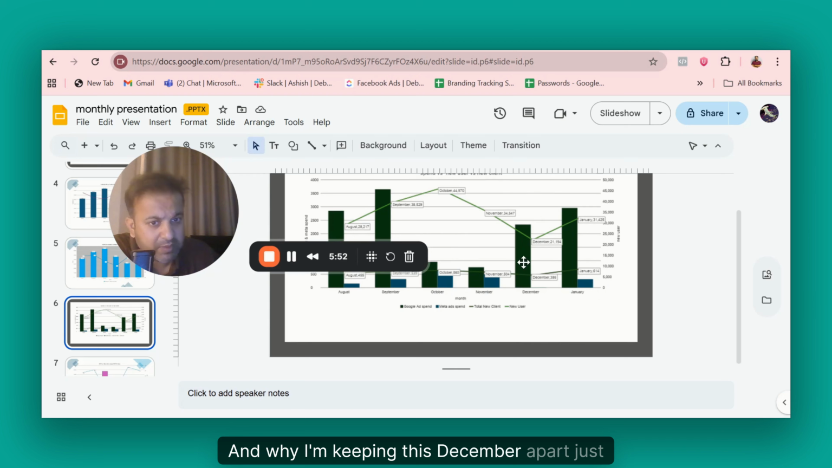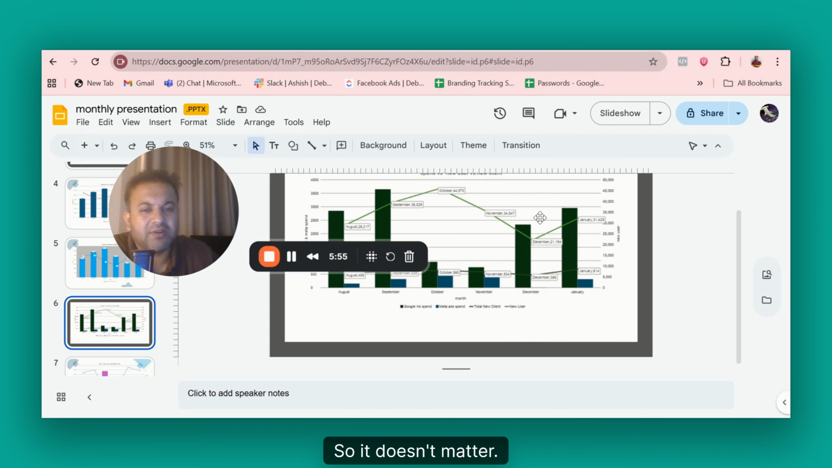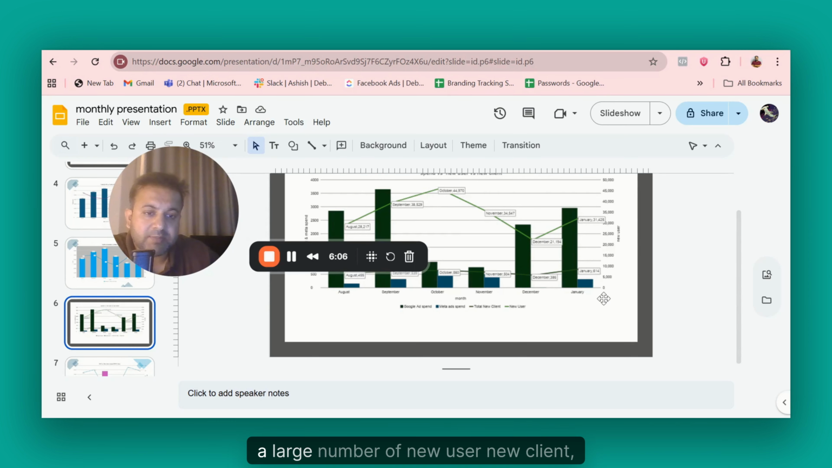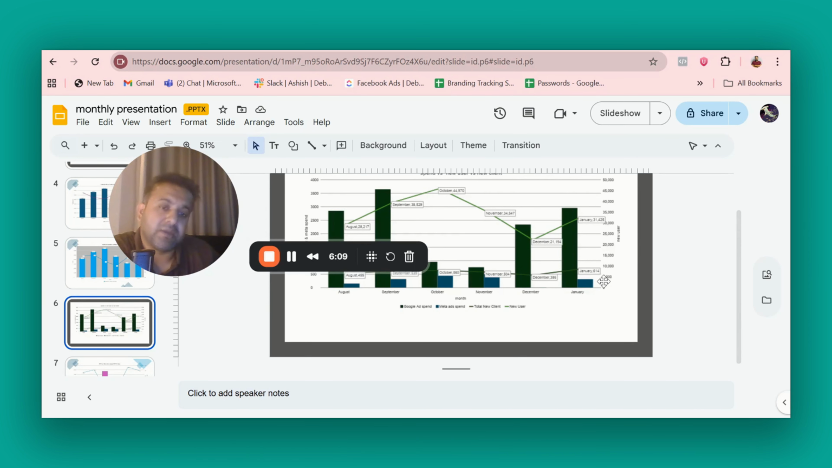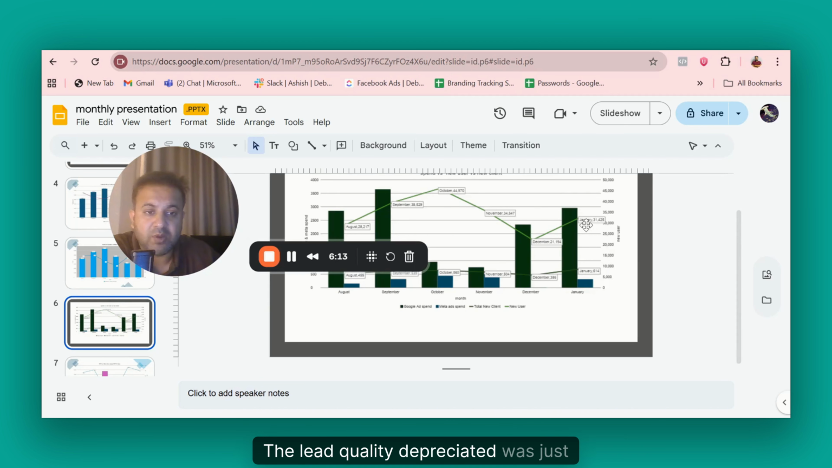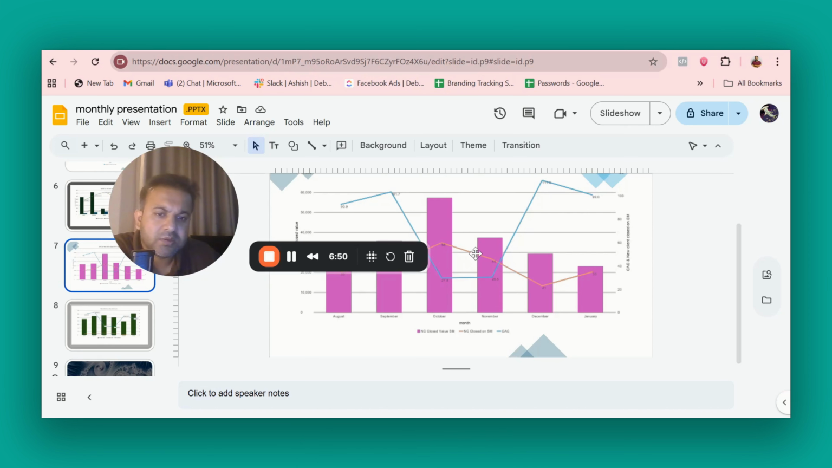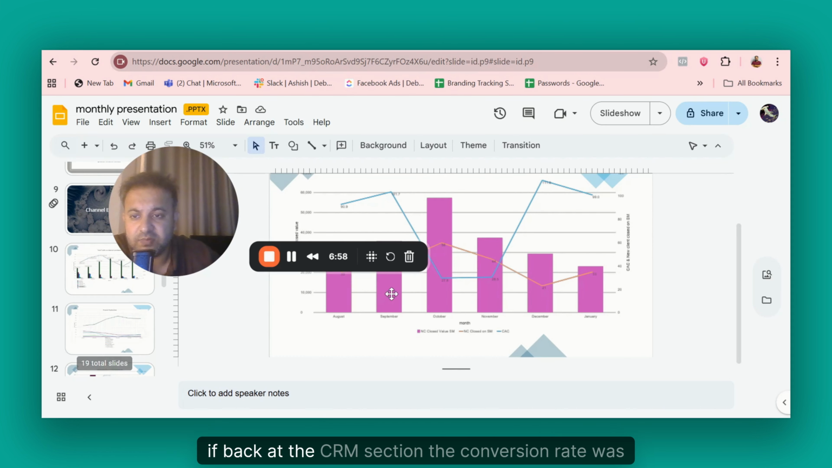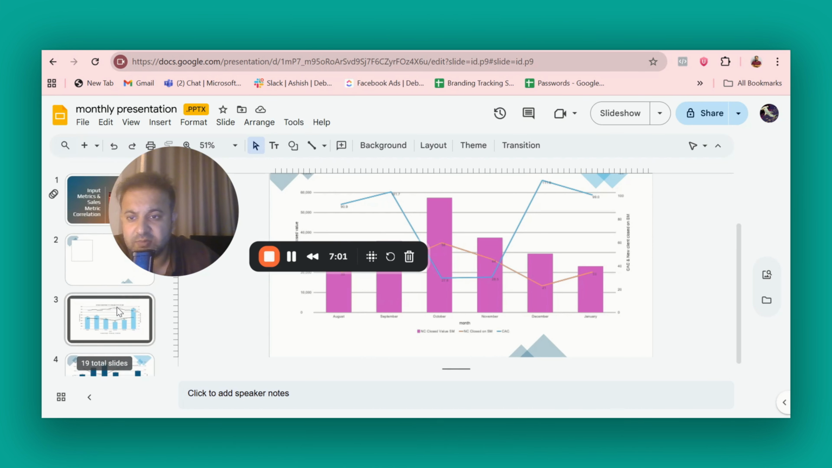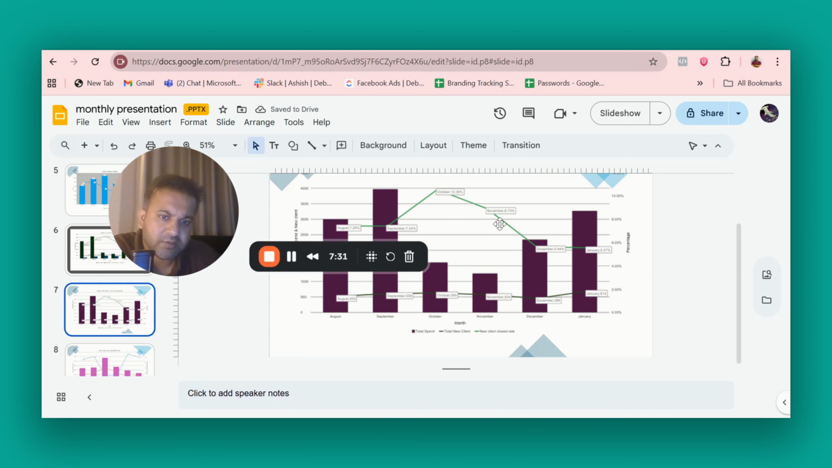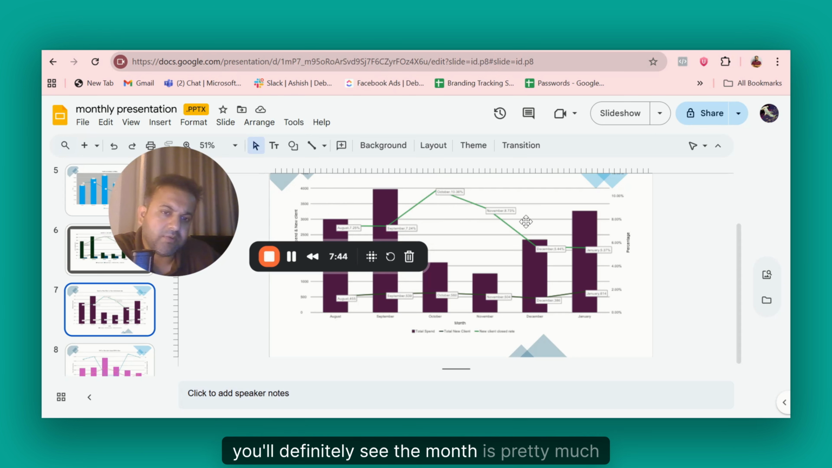I'm keeping December apart because there's a seasonality effect, so it doesn't matter. You can ask me why the large number of new users and new clients didn't translate, or why the lead quality depreciated. It was just data: October new clients closed high compared to January. Back in the CRM section, the conversion rate was quite low in January, and it's quite high in October and September. You'll definitely see those months are much higher.